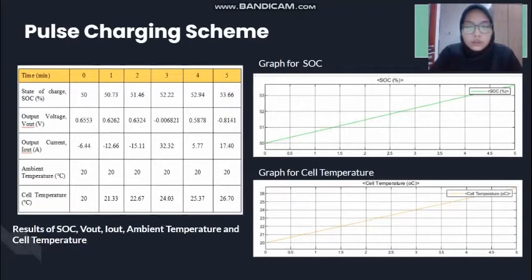The increment of SOC is not constant, but it gave a better increment than the boost charging scheme. The average increment for SOC is 0.732% within minutes. For the advanced charging scheme, the cell temperature increased from 20 Celsius at the beginning of charging to 26.70 Celsius.